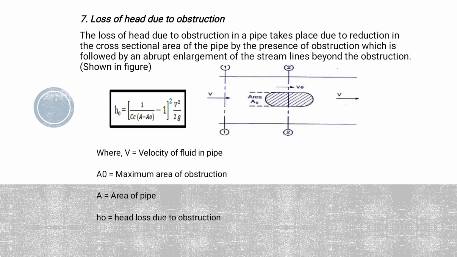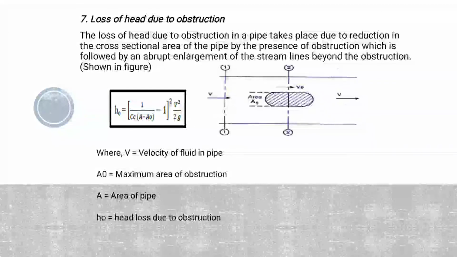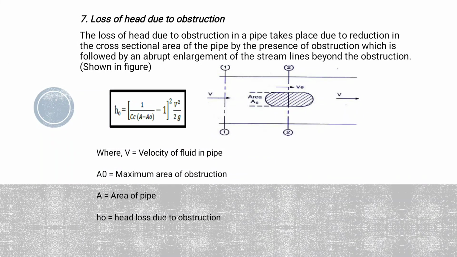Loss of head due to obstruction. The loss of head due to obstruction in a pipe takes place due to reduction in the cross-sectional area of the pipe by the presence of obstruction, which is followed by an abrupt enlargement of the streamlines beyond the obstruction, as shown in the figure. Ho is equal to (1 by Cc into (A minus A0) minus 1) the whole power 2 times V² by 2g, where V is the velocity of the fluid in the pipe, A0 is the maximum area of obstruction, A is the area of the pipe, Ho is the head loss due to obstruction.